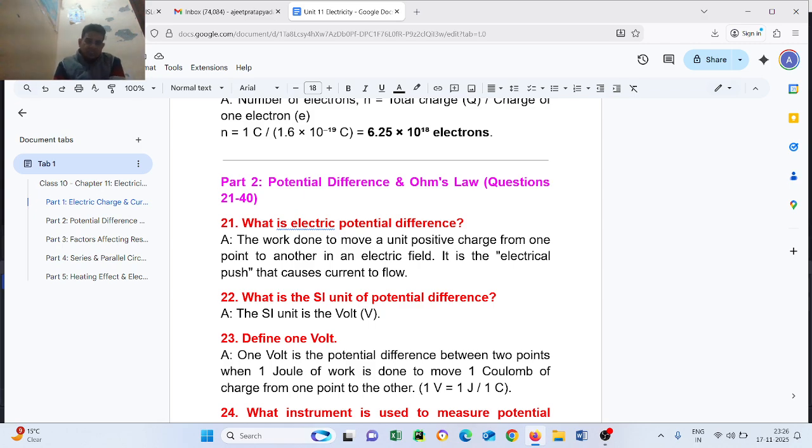What is electric potential difference? The work done to move a unit positive charge from one point to another in an electric field. It is the electrical push that causes current to flow.